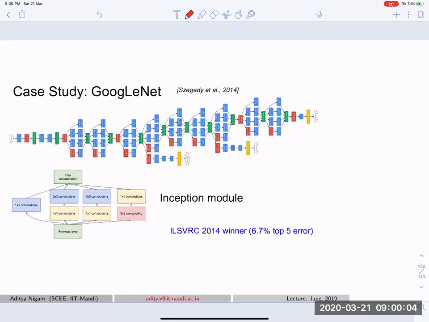We are now going to talk about another network, which is also going to introduce a special type of layer. This layer is the Inception Module. So this was their Inception Module.